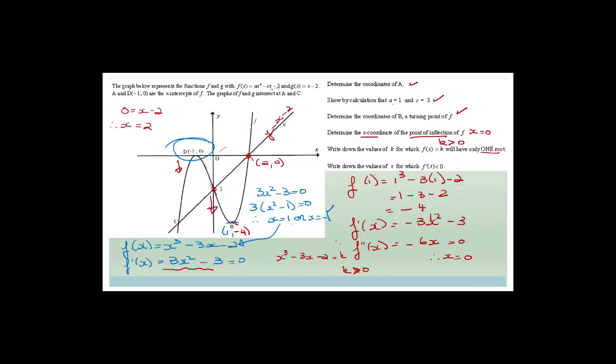Now it said write down the values of x for which f dash of x is smaller than 0. Well, again, we're looking for the gradient to be negative. So it's from here to here. So it's going to be x is smaller than 1 and greater than minus 1.